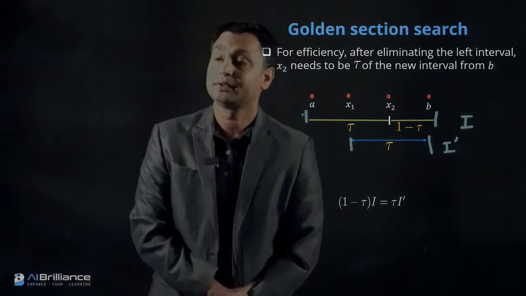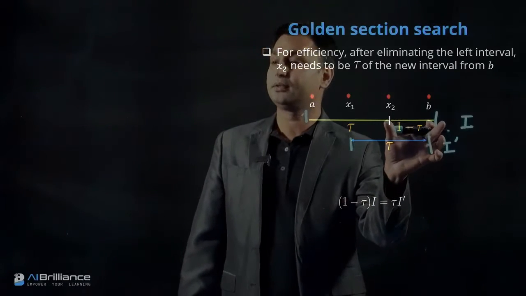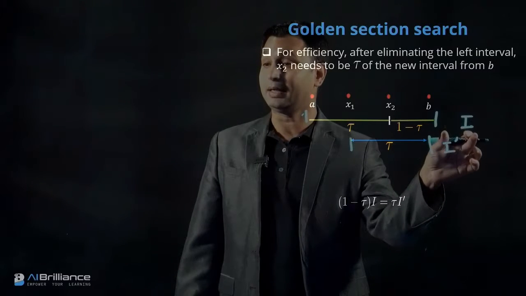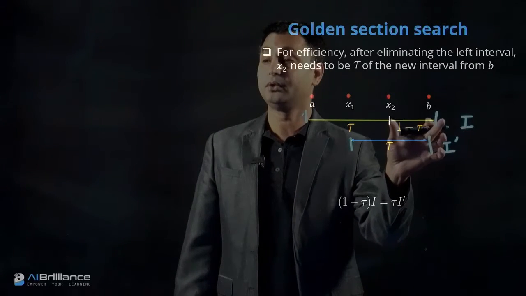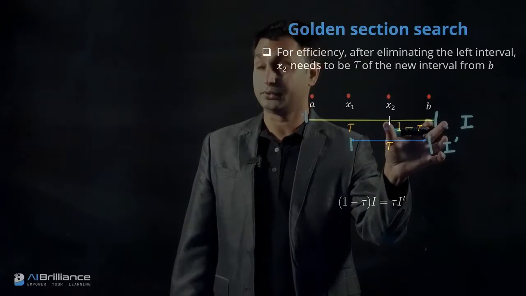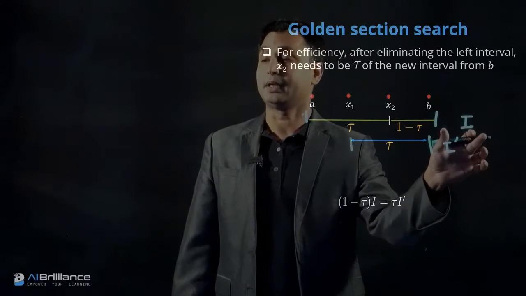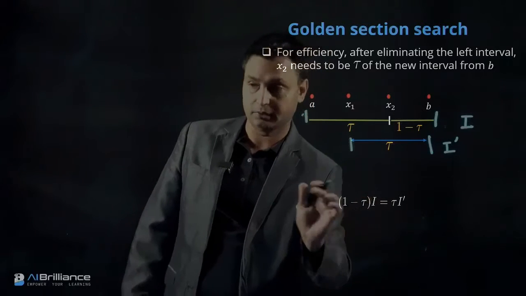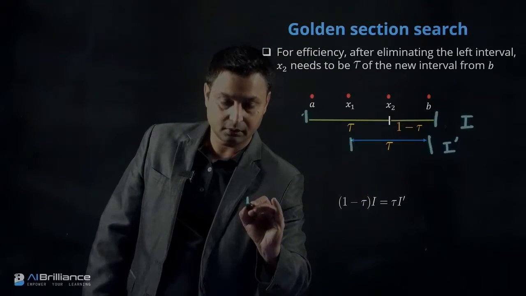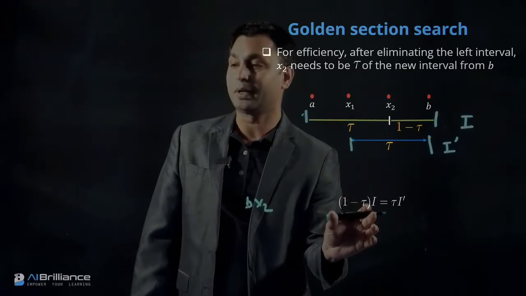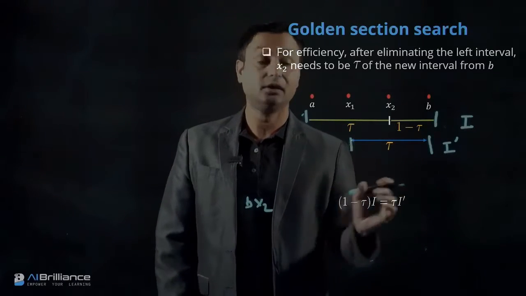Okay. So one of the things that we can do is compare the distance between x2 and b in I and I dash. If you look at this distance bx2, that is equal to 1 minus tau times I. So that's what we have written here. Here I'm focusing on this distance bx2, and I know that it is equal to 1 minus tau times I in the interval I.